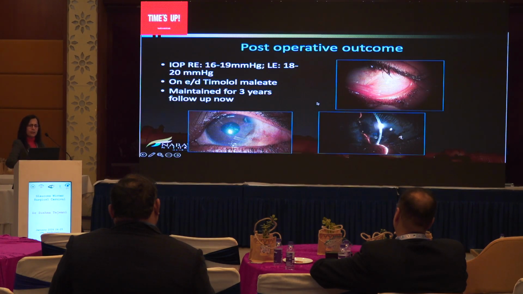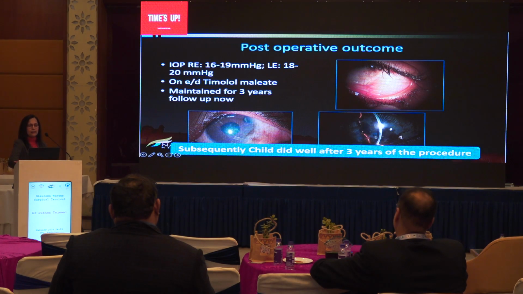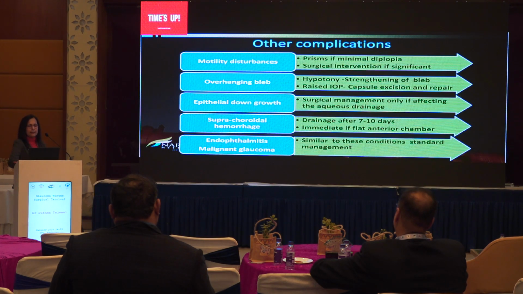So this was the post-operative outcome. The tube was well away from the cornea and the bleb had softened down a little. Subsequently, I had a 3 years follow-up for this child and he did well. The other complications can be motility disturbances. If it is not too much, prisms can help if there is minimal diplopia. If there are significant motility disturbances, then you may take the help of a squint surgeon to take care of the squint by surgical intervention.